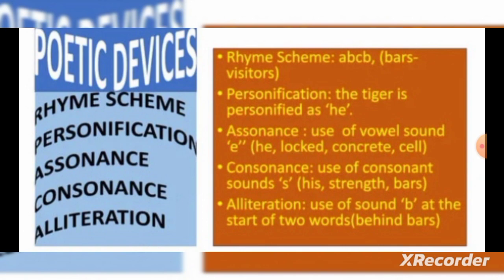Okay, again, rhyme scheme is common in this stanza. Next, personification has been used here. Next is assonance, where we find the use of vowel sound E in the words like he, locked, concrete, cell. Next is consonance. Here we find the use of S sound: his, strength, bars. And the last one is alliteration, the use of sound B at the start of two words, behind bars.